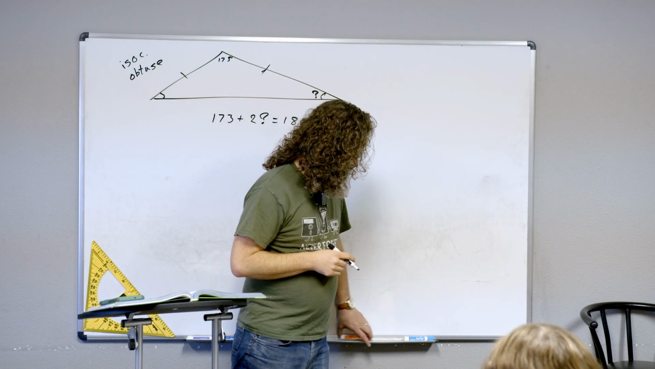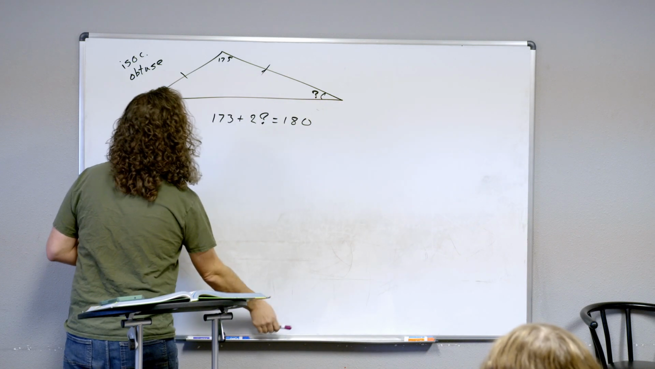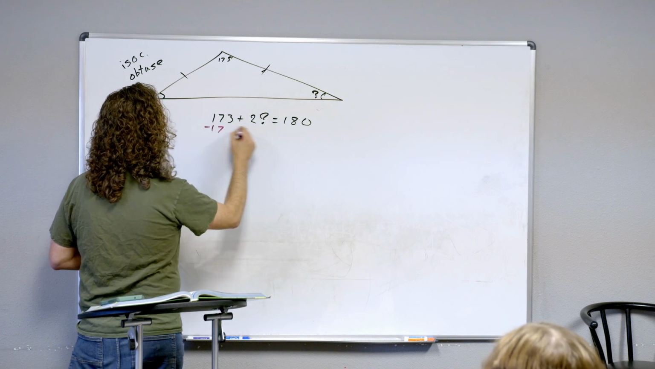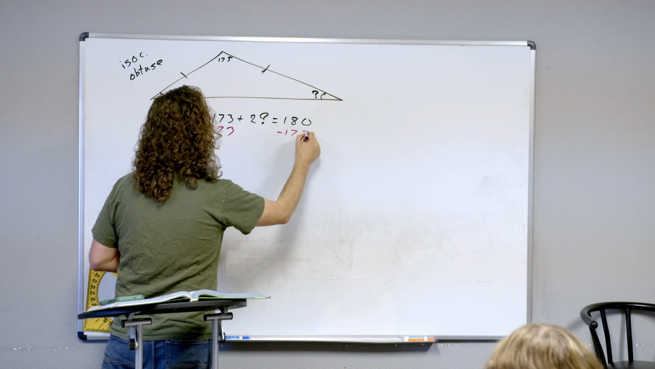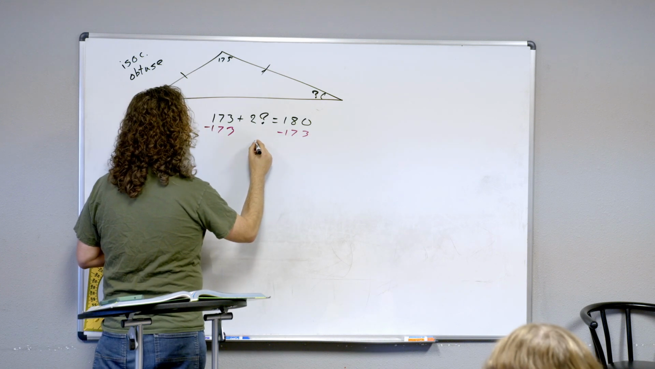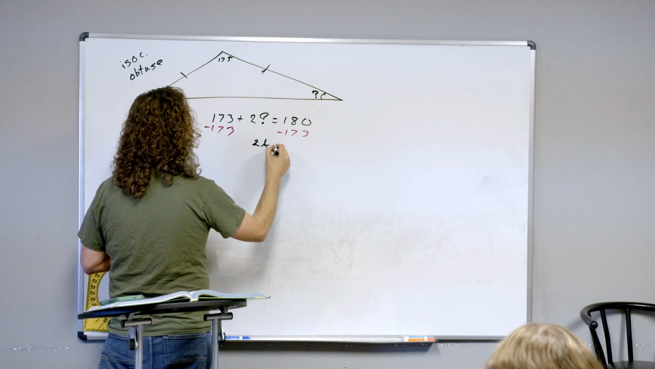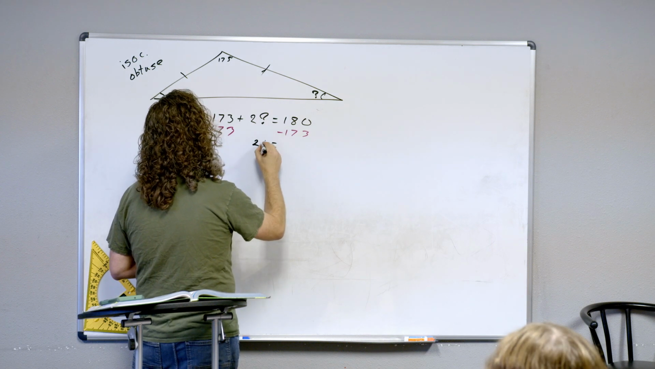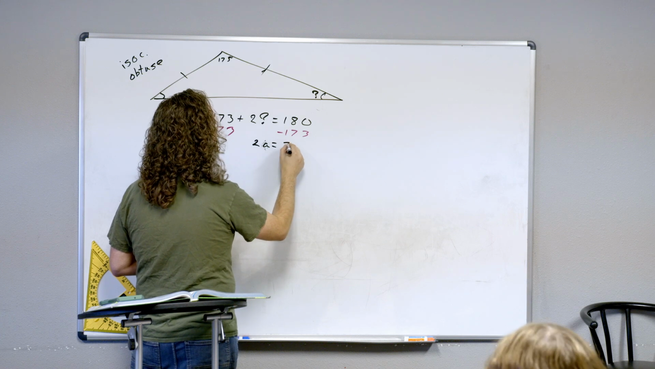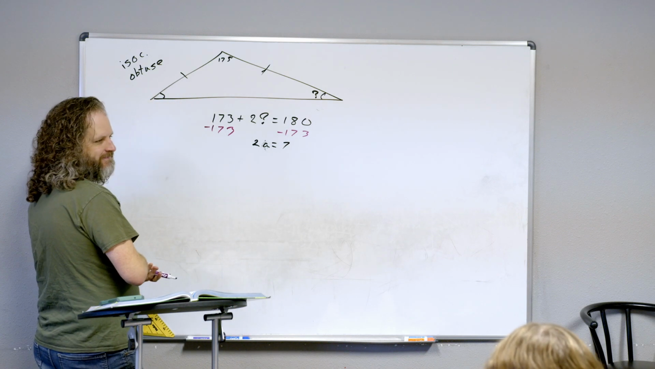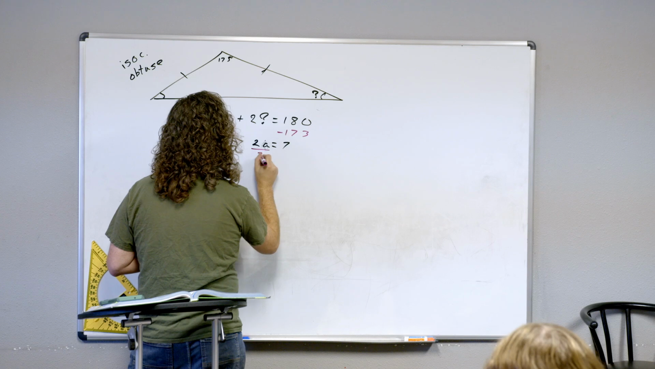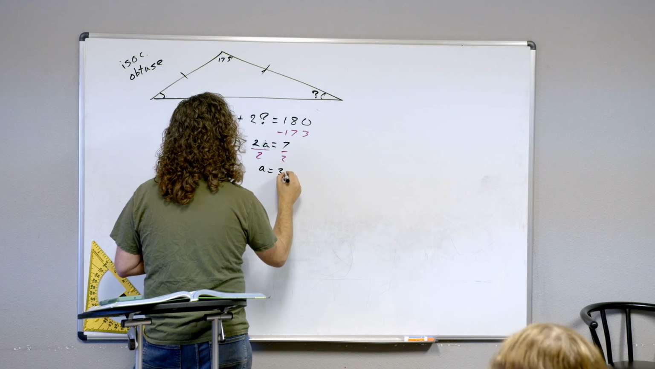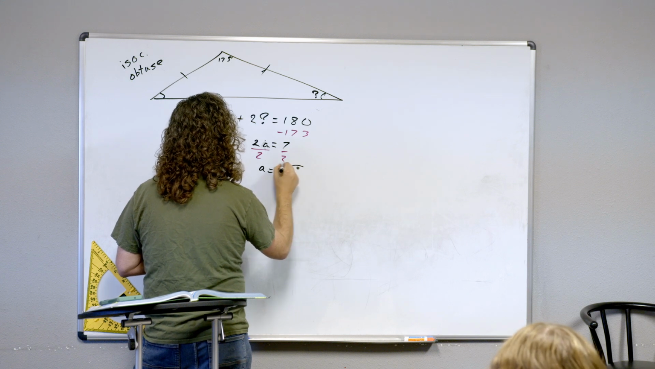2x equals 7. How'd you get there? I moved this 173, subtract the 173, and insert 2A for angle. Probably should be like a lowercase a, but whatever. 2A equals 7. And now what? Divide both sides by 2. And we get A equals 3.5 degrees.